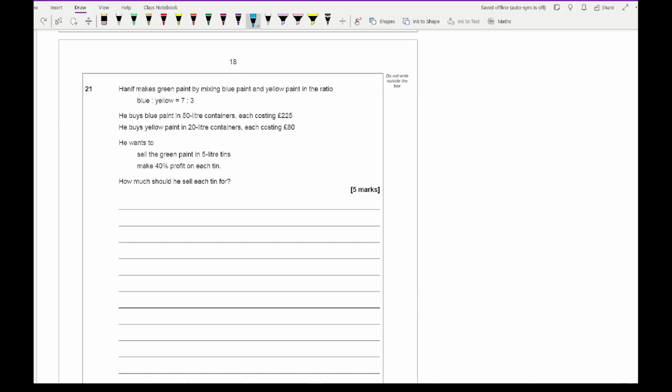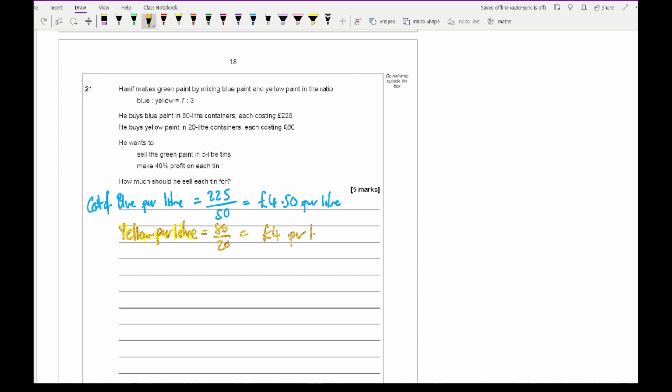So the first thing we want to do is find out how much price per litre of blue costs. So the cost of blue per litre is going to be 225 divided by 50, which comes out to a cost of £4.50 per litre. Then if we do the same with yellow, so the cost of yellow per litre, yellow is not the best colour to see on white. So yellow per litre is going to be 80 divided by 20, which equals £4 per litre.